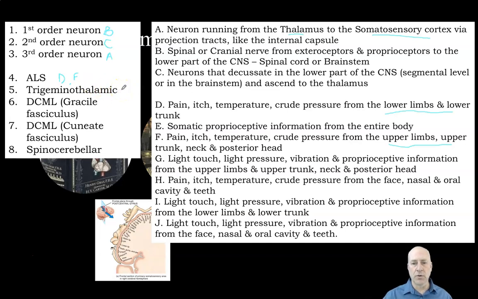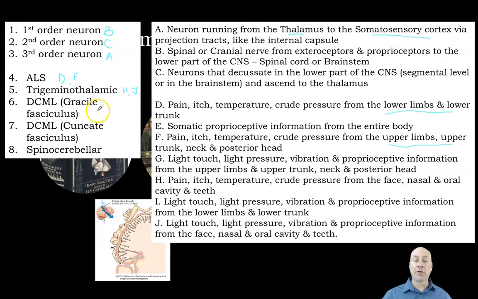Trigeminal thalamic is going to receive pain, itch, temperature, and crude pressure from the face, the nasal and oral cavities, and the teeth. But wait, it's also going to receive light touch too. So my point is the trigeminal thalamic doesn't split out the type of sensory. It handles everything from the face, from nice light touch to painful stimulation of the face. It handles everything, and it brings it all in on the trigeminal thalamic pathway.